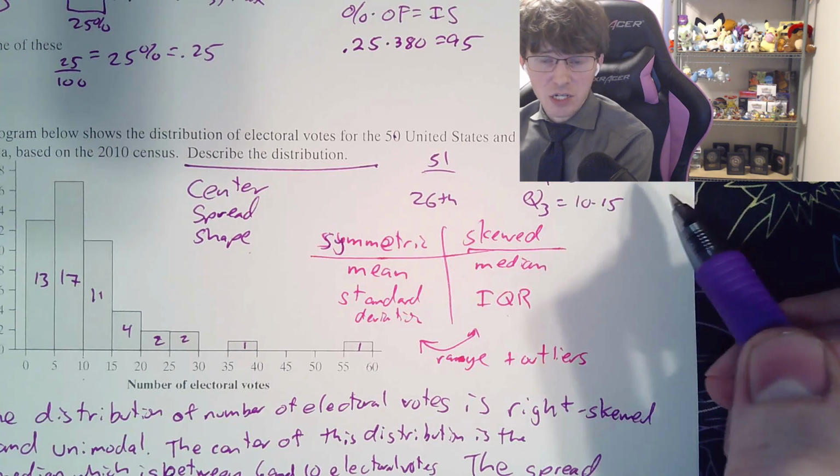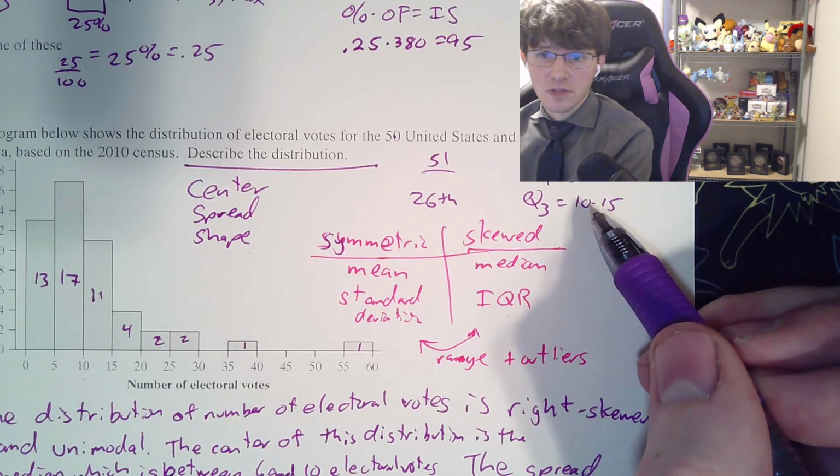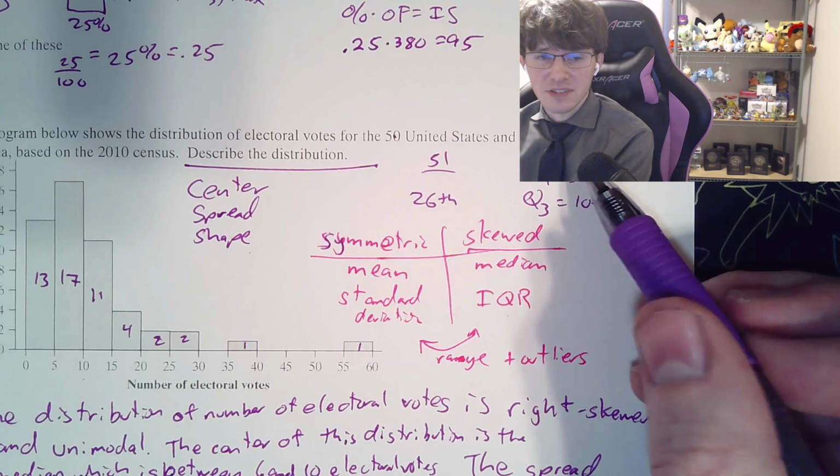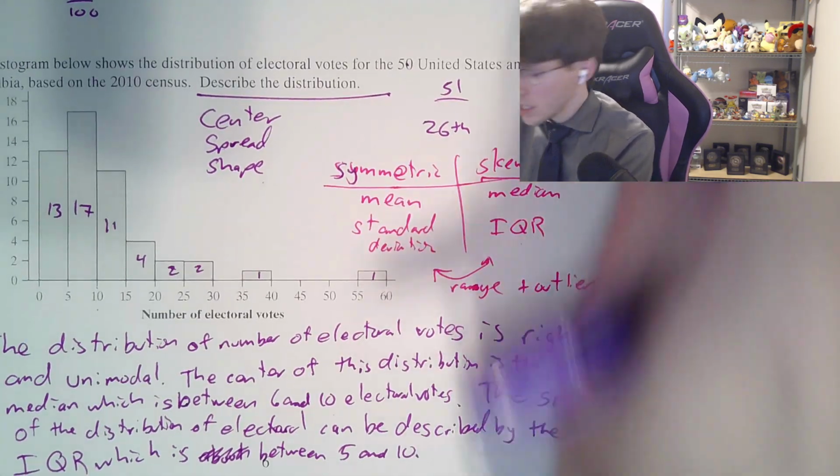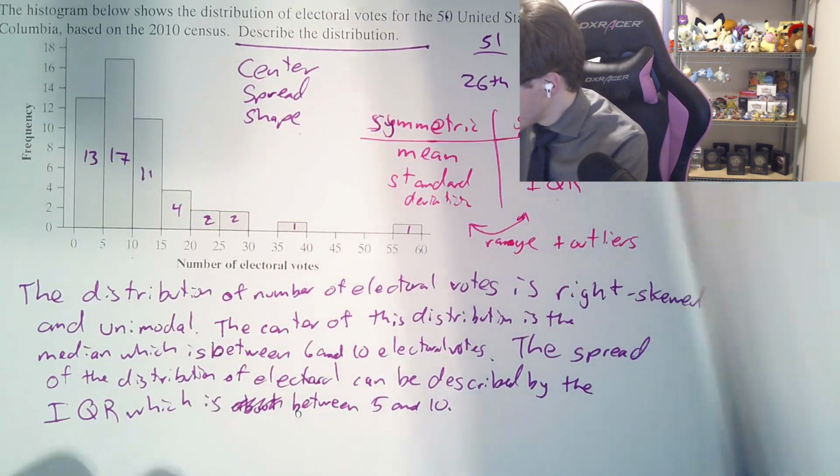This one definitely is 5. So 10 minus 5 is 5. 15 minus 5 is 10. That's where I got the 5 and 10 from, sorry. So again, the IQR is going to be somewhere between 5 and 10.